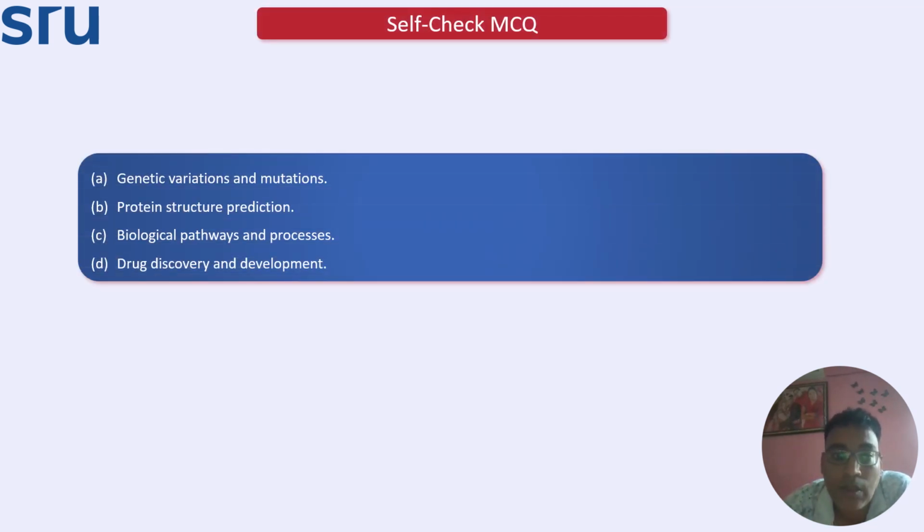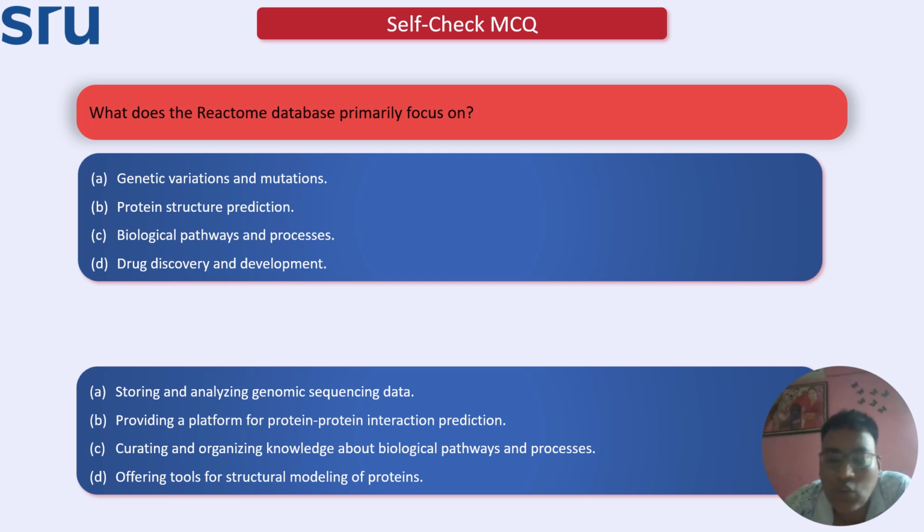Before moving forward, let us first check how much we have understood so far. Answer the small questions. What does the Reactome database primarily focus on? Is it genetic variations and mutations, protein structure prediction, biological pathways and processes, or drug discovery and development?